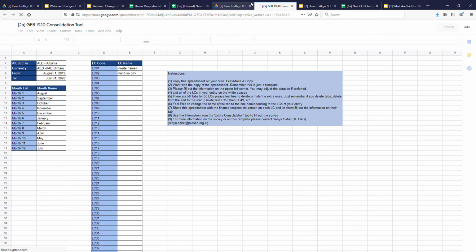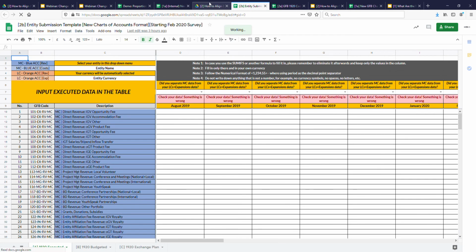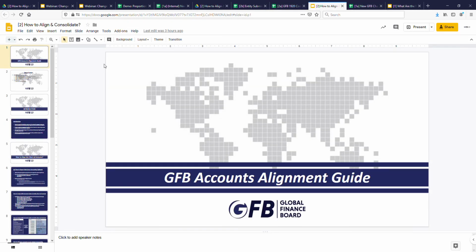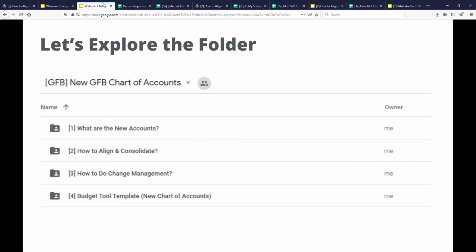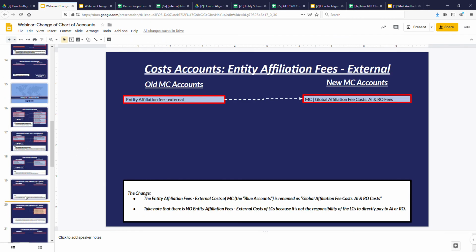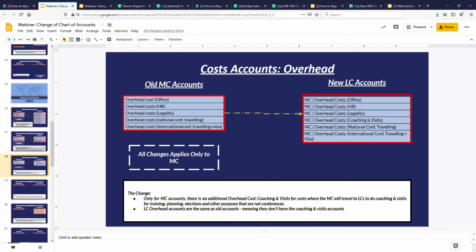So we have a 1920 consolidation tool, and then we also have the entity submission template here as well. Please take note that there is one account that was added late, after the webinar, which was the coaching and visits. We added this because we received some messages asking why we don't have this specific account. So we added this account.